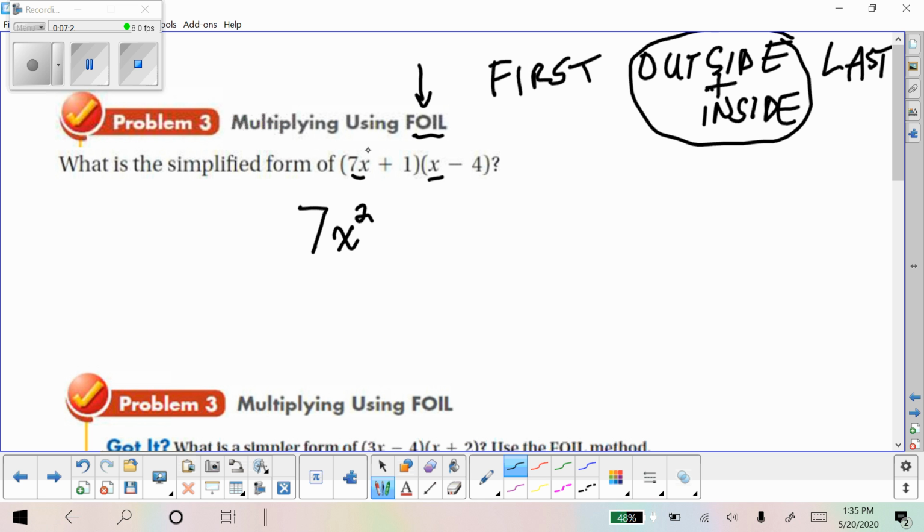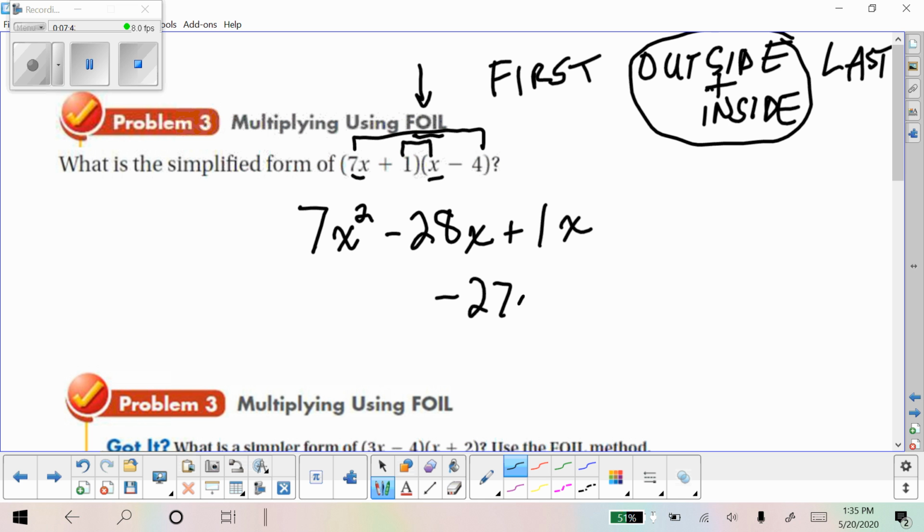Then you do the outside 2, which is the 7x and the -4. That makes -28x. Now, normally I would just keep this in my head, that -28x. I wouldn't write it down. Then you do the inside 2, which are the 1 and the x, so plus 1x. Now, I would have done -28 plus 1 in my head and just wrote -27x. So that's where you can save a little bit of time.